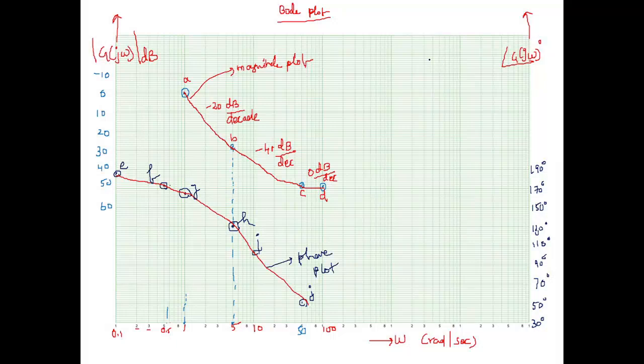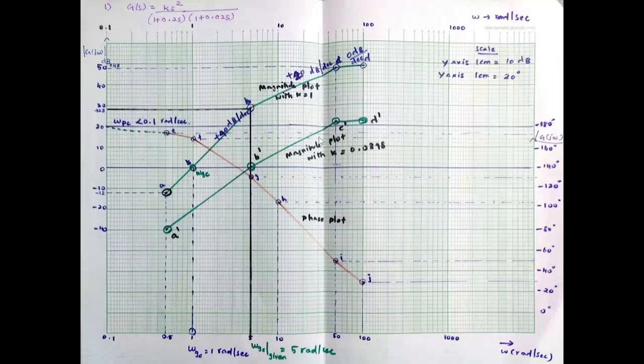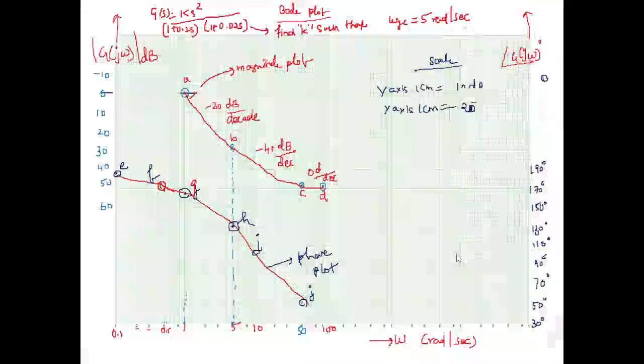Now we have to write down the scale. Scale: y-axis, 1 centimeter equals how many dB? Here we have assumed 10 dB. And here also, y-axis, 1 centimeter equals how many degrees in angle? Here I have considered 20 degrees. So now we have the problem solved. Is it over? No. Finally, after doing this, the plot will be like this.